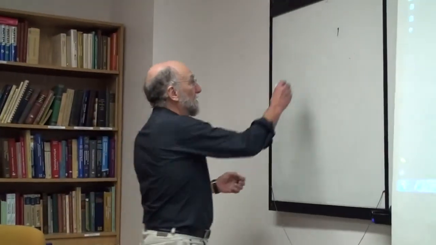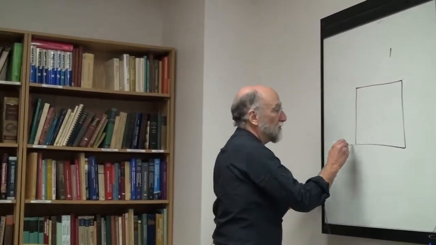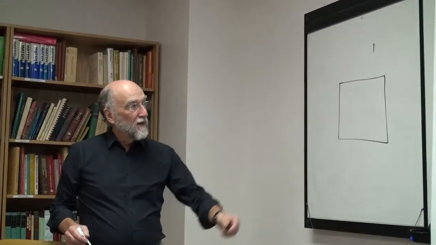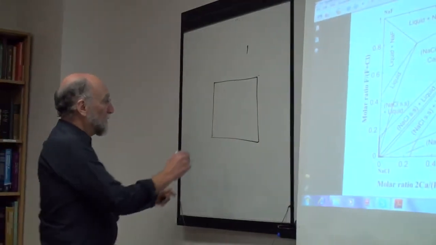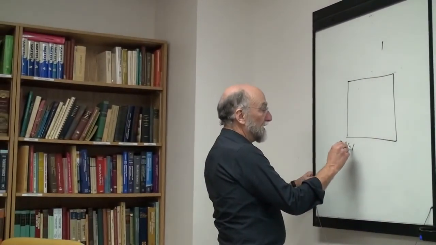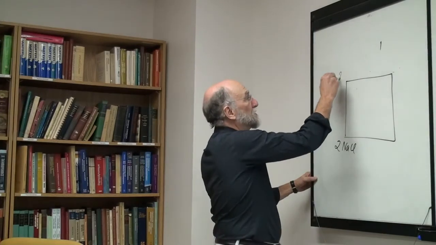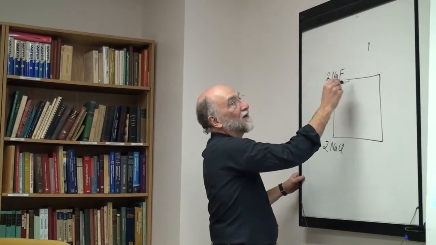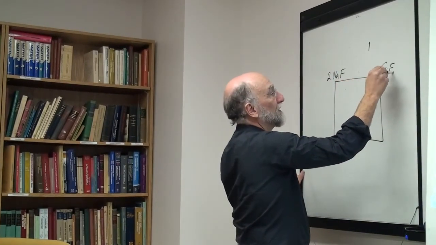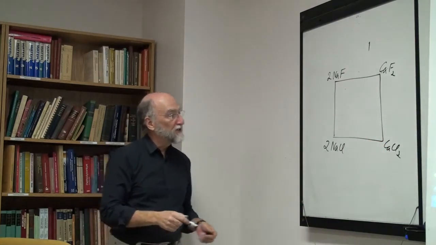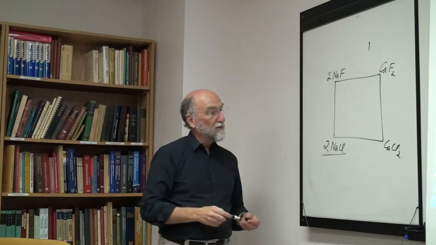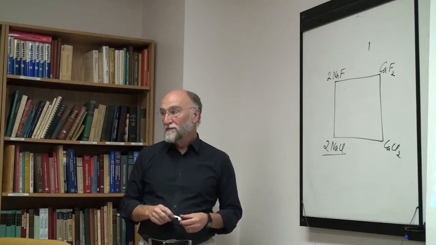Now, this diagram, you'll often see it plotted as follows. In fact, you probably will see this is the same diagram. I like to plot it this way with sodium chloride, sodium, and so on. But it will be written this way as 2 sodium chloride. Here you write 2 sodium fluoride. Over here you have calcium fluoride and calcium chloride. That is, you define your components such that you have the same number of charges in each one.